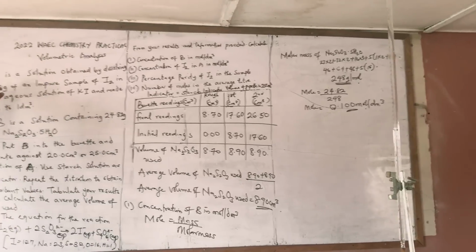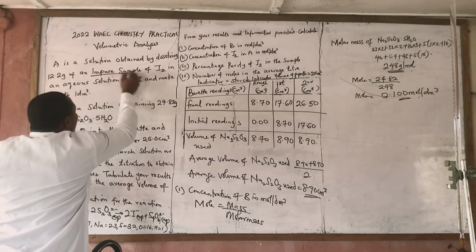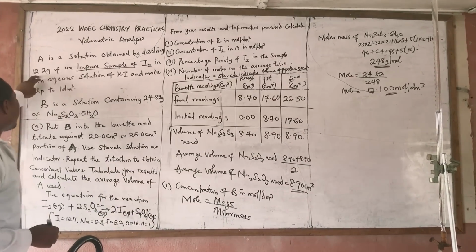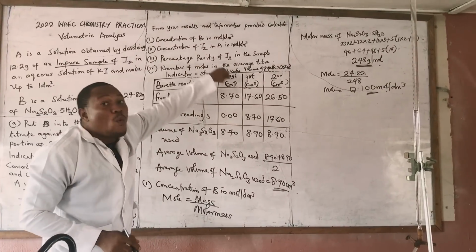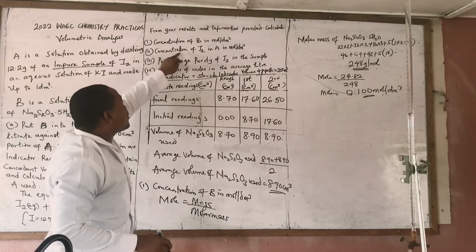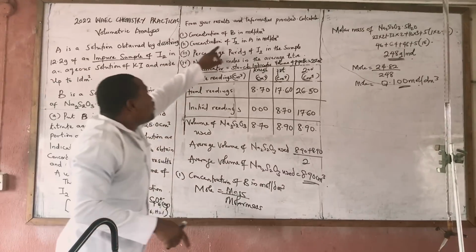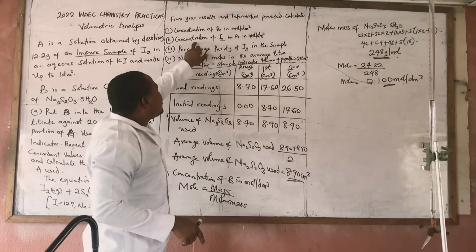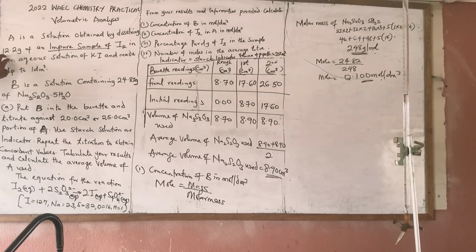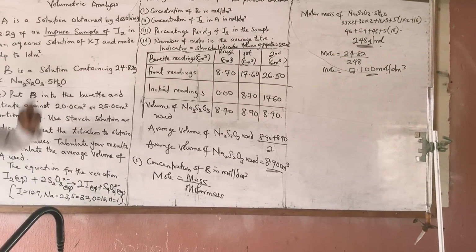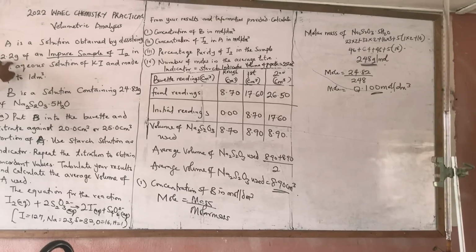Now look at the question. They said A is a solution obtained by dissolving 12.2 grams of an impure sample. Look at that. So what they gave here is an impure sample, but here they are asking to calculate the concentration of the pure one, because they didn't say calculate the concentration of impure A. What they gave in the question is impure, but what they are telling you here, there is no impure here, meaning they are asking to calculate the concentration of the pure one, not impure. So if you use this value, what you will be getting is the impure iodine. So you are not to use this particular mass, because this is the mass for the impure.